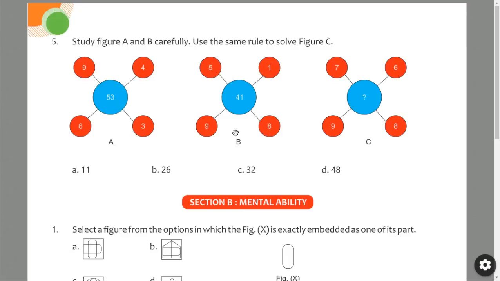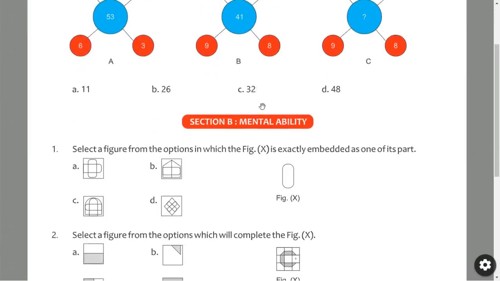Next look at figure B. 5 minus 1 is 4. 9 minus 8 is 1. So the answer is 41, and 41 is written in figure B. Now apply the same rule in figure C. 7 minus 6 is 1, and 9 minus 8 is 1. The answer is double 1, 11. So option A is the correct answer. 11 is the answer.